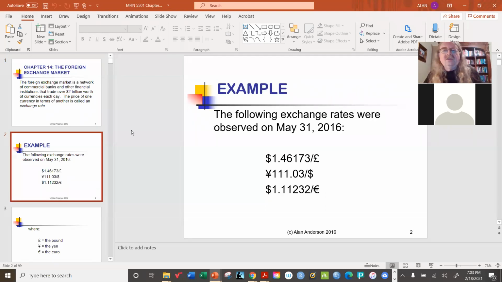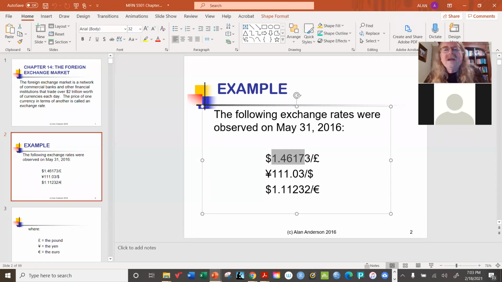For example, if you look here, this is the exchange rate between the dollar and the British pound. That cool symbol there is the British pound. The pound is an extremely ancient currency. It's been around since at least 800 AD. And so there's a lot of theories about what that symbol actually means.